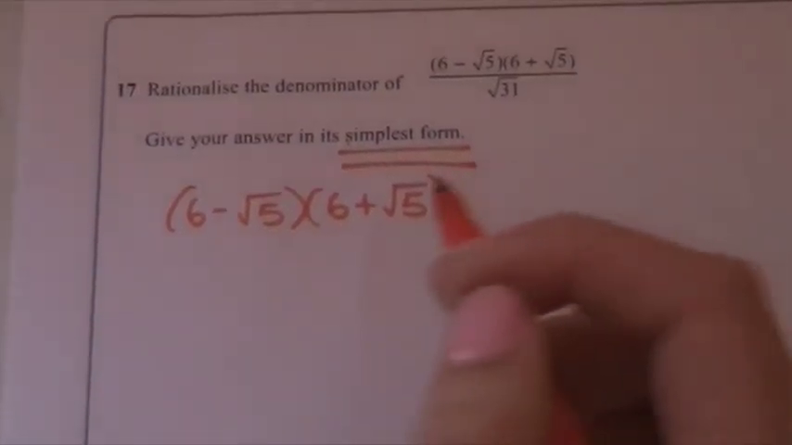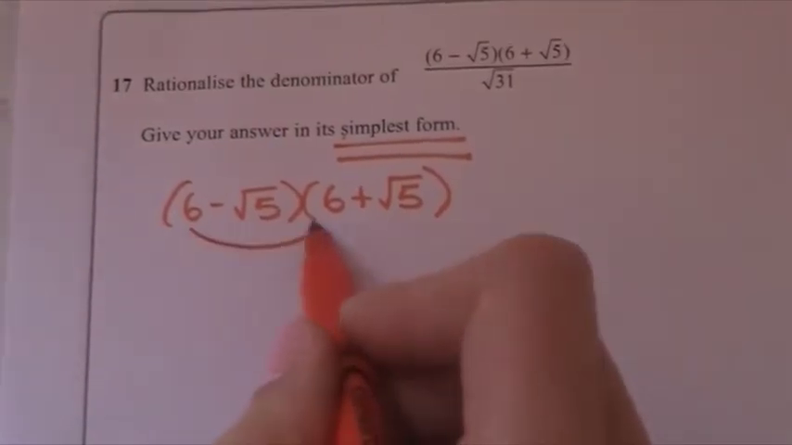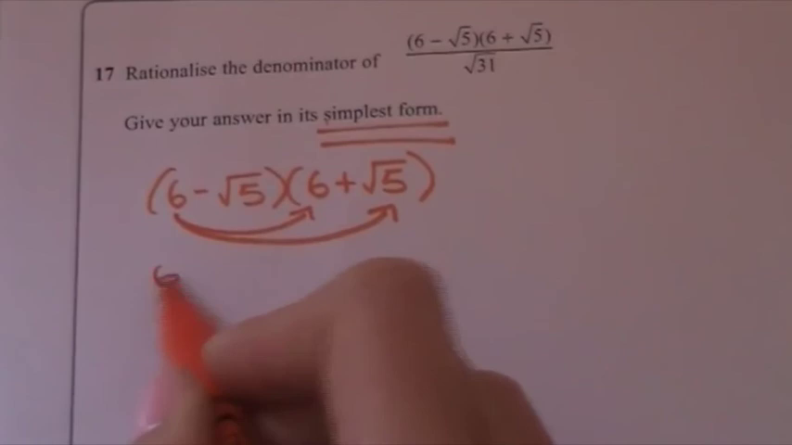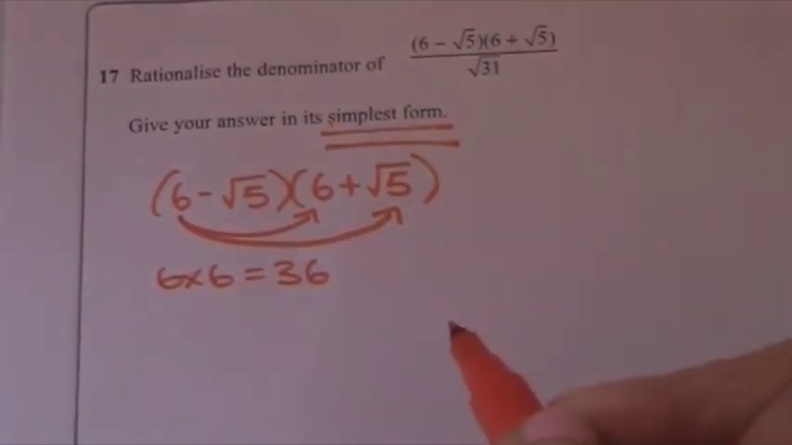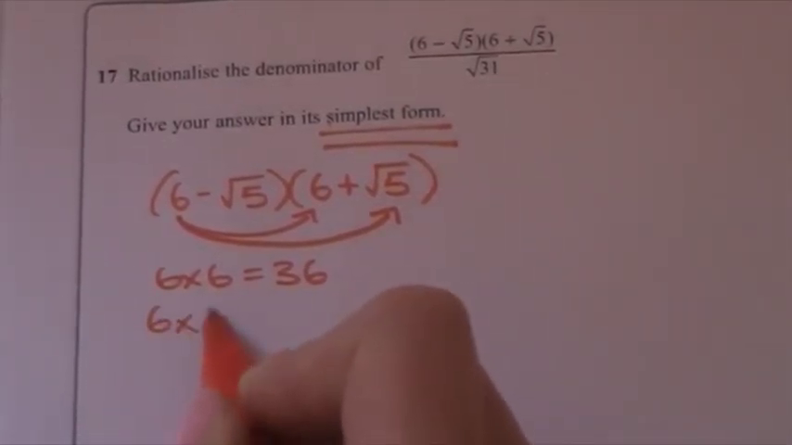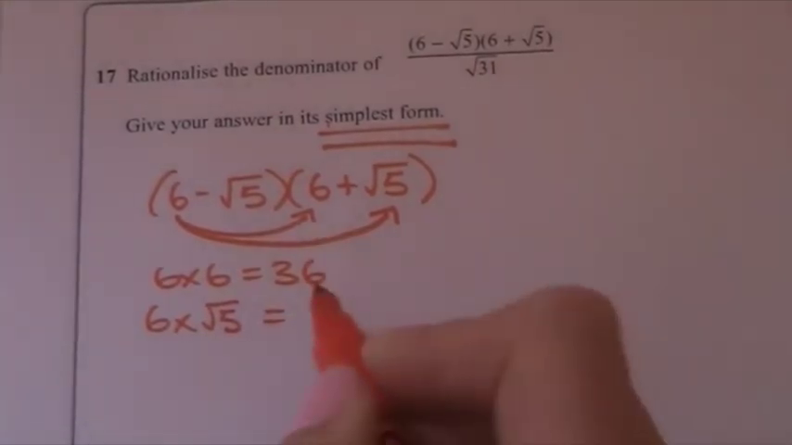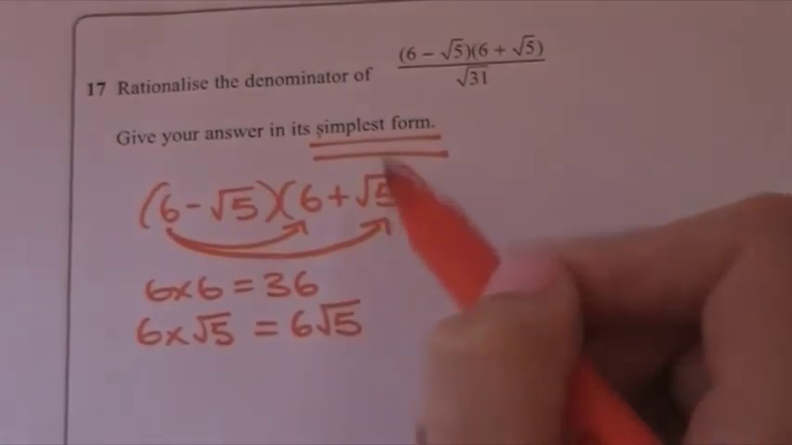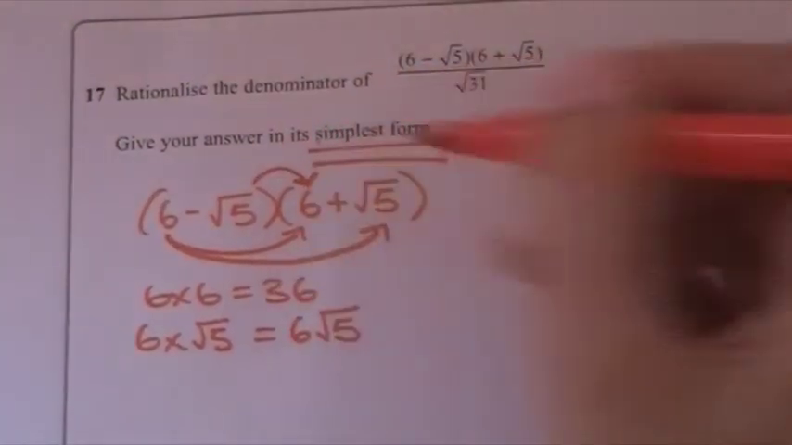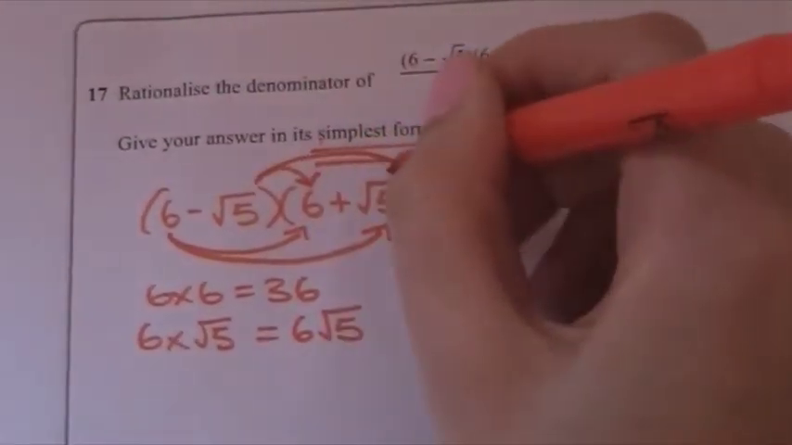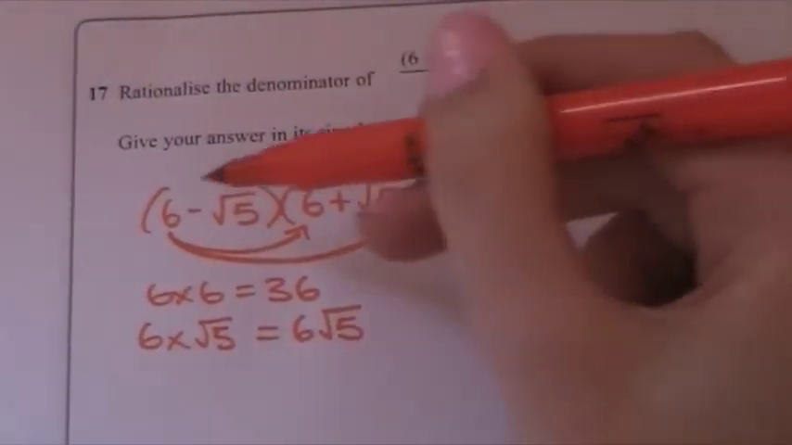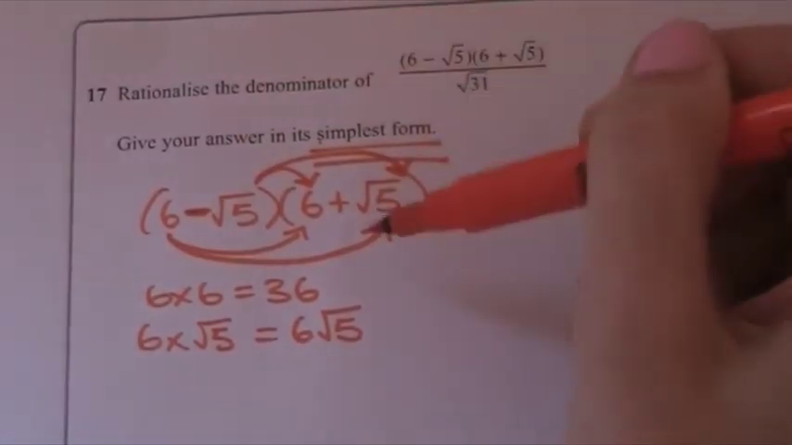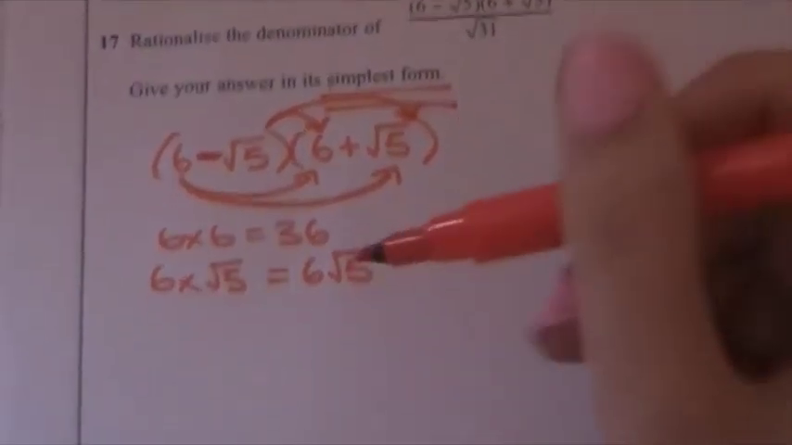We've done this before in this test. So we're going to do 6 times 6, 6 times root 5. 6 times 6 gives us 36. 6 times root 5, or 6 lots of root 5, will just be 6 root 5. So that 6 has multiplied everything in the bracket. We now need to do minus root 5 times everything in the bracket: minus root 5 is going to times 6, and minus root 5 is going to times plus root 5.